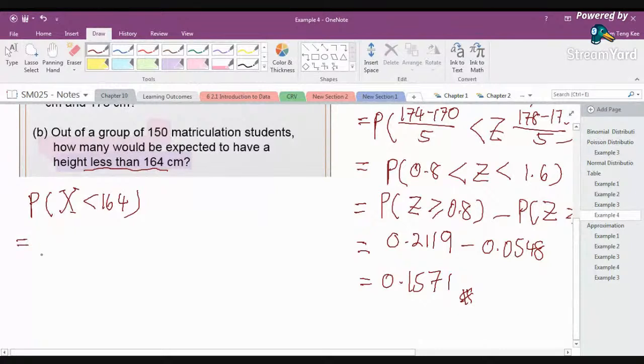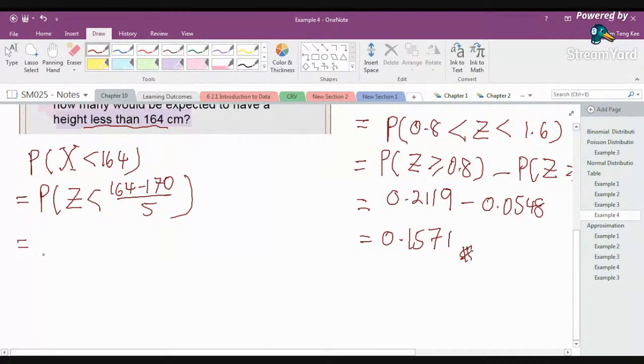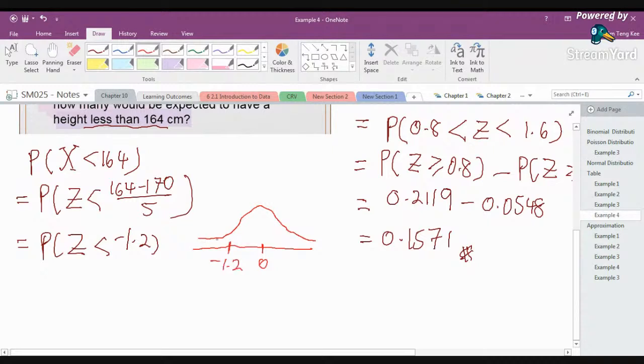To calculate the probability, standardize: 164 minus 170 divided by 5. Simplify further, I have P Z less than, and when I simplify, I get the answer as negative 1.2. And once again, as a beginner, I suggest that once you complete your standardization and simplify, have a quick look at where the region is. So the middle is zero, negative 1.2 is on the left, and I want less than. This is the region.